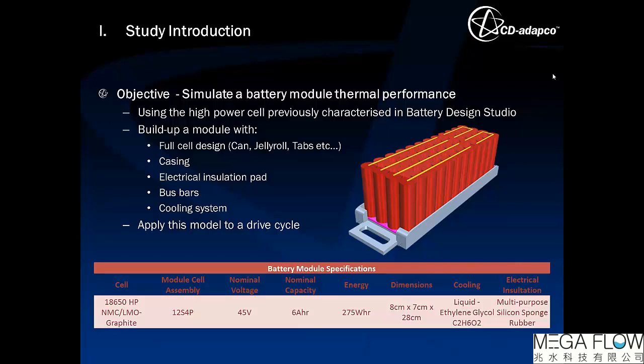So below you can see a table of the different specifications of this battery module. So it uses this 18650 high power cell. The module assembly is 12S4P. It's about 45 volt nominal voltage, and the energy is about 275 watt-hour.